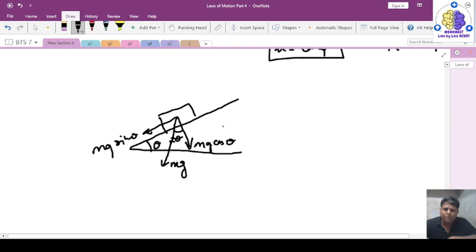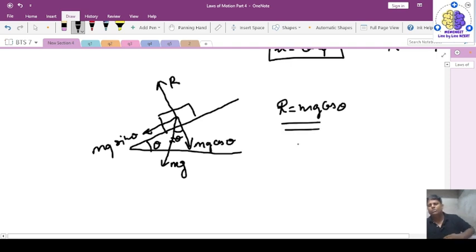Now because this mg cos theta is acting perpendicular to the inclined plane, this will result in the normal reaction force R, right? So whenever a block is placed on an inclined plane, we always take R equal to mg cos theta. Why we are taking R equal to mg cos theta has been explained here, right? And one of the forces acting in the forward direction is mg cos theta, right?